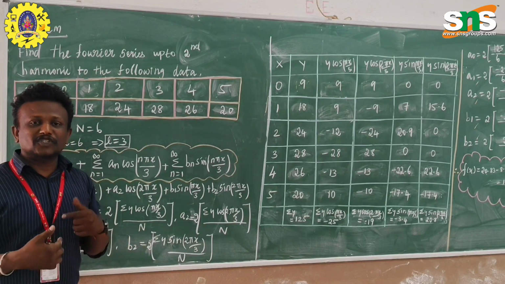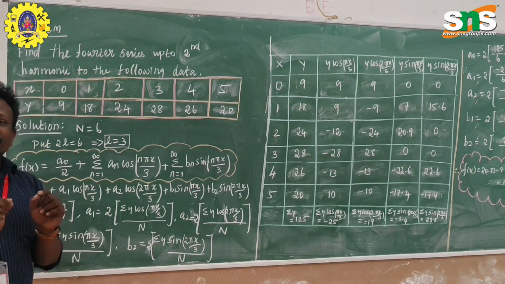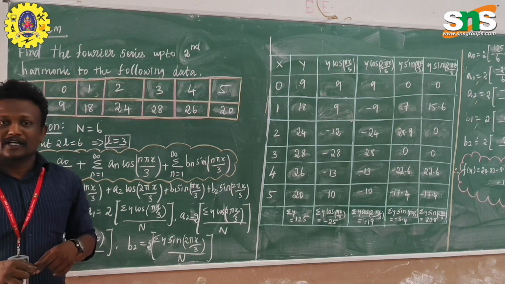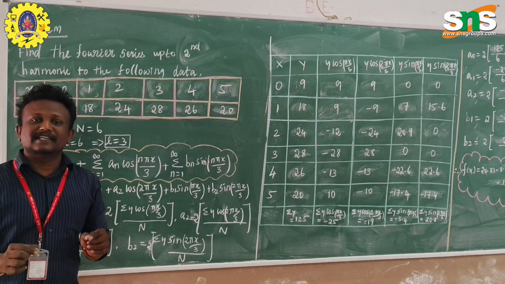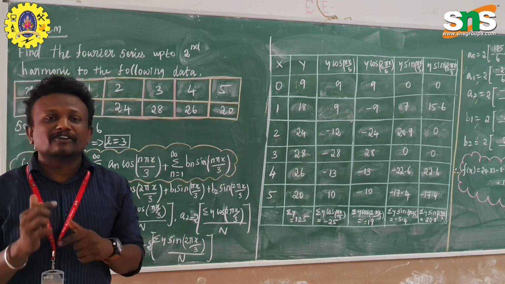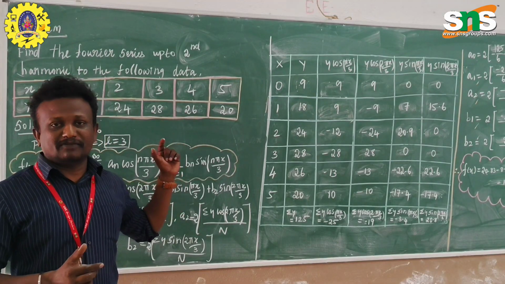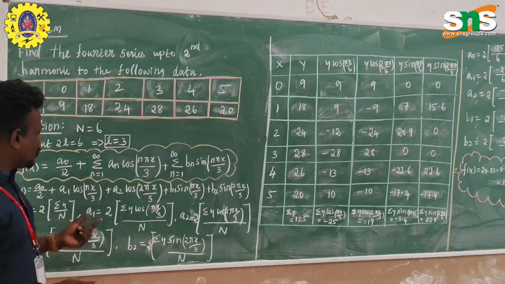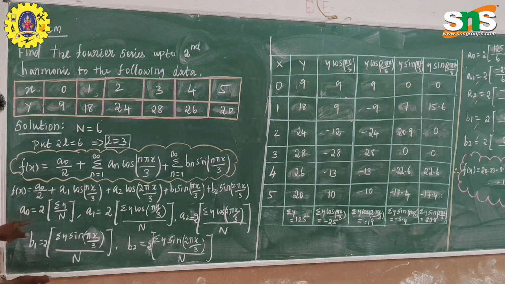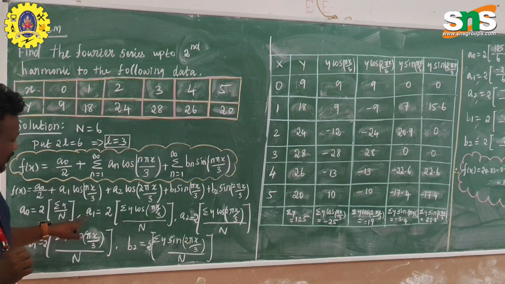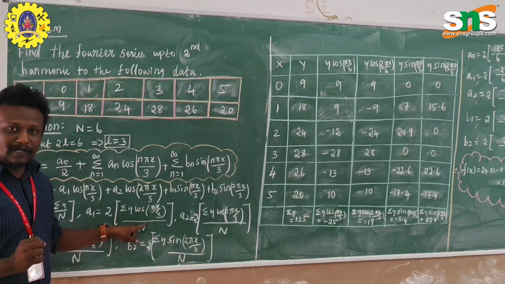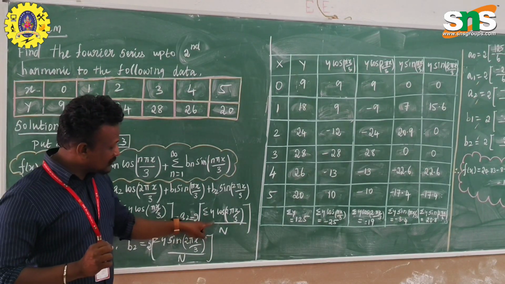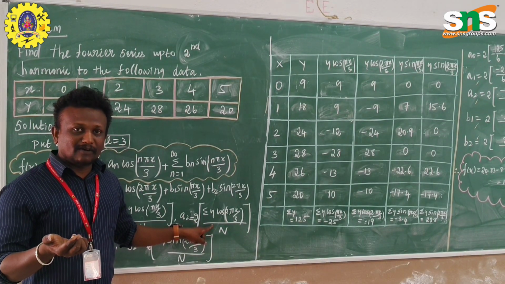In the next step, we are going to find the values of these Fourier coefficients. In order to find them, we require some standard formulas, which the mathematicians have already framed, so we are going to use them here. To find the value of A naught, your formula is 2 times the summation of y divided by n. Similarly, to find A1, this will be your formula, and to find A2, you can use this one.